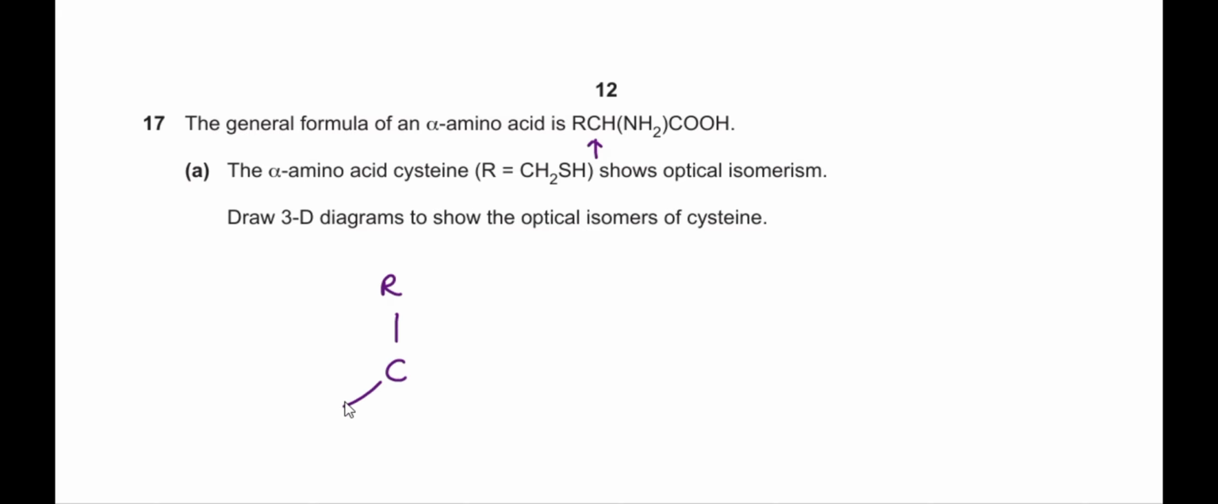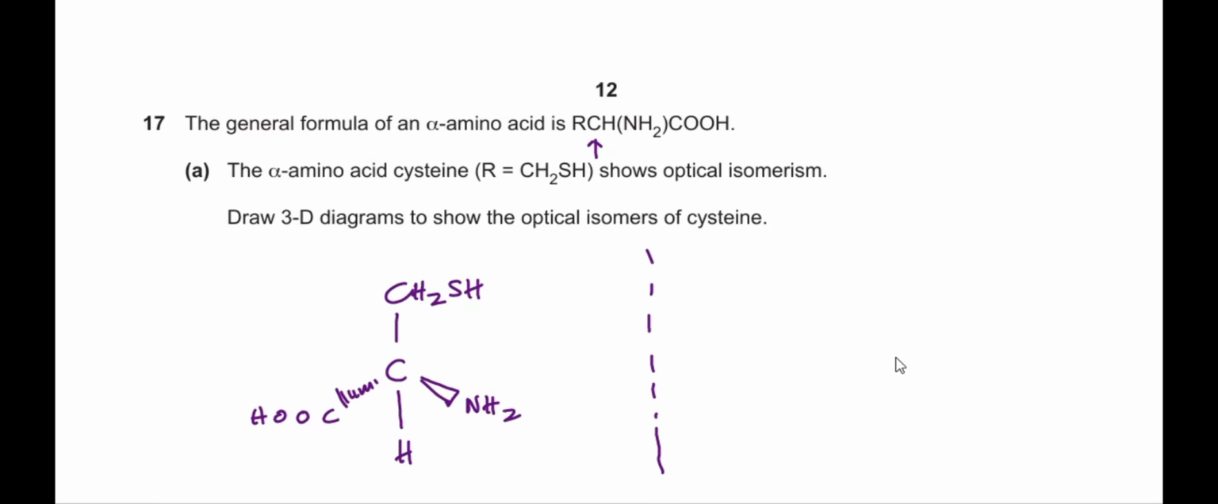And then we have got COOH on one side and we have got the NH2 group on this side and we have got this hydrogen atom here. Now change this into a wedge and change this into a dash. Okay, and let's remove this R and replace it with CH2SH. Okay, now we have this mirror here.